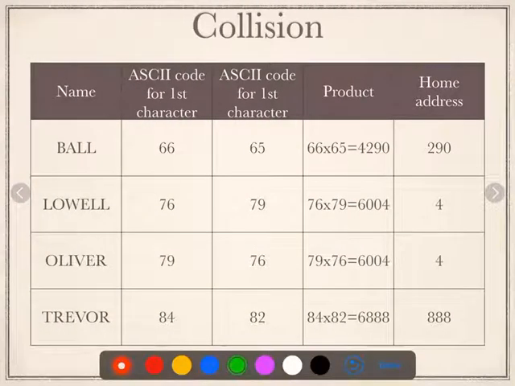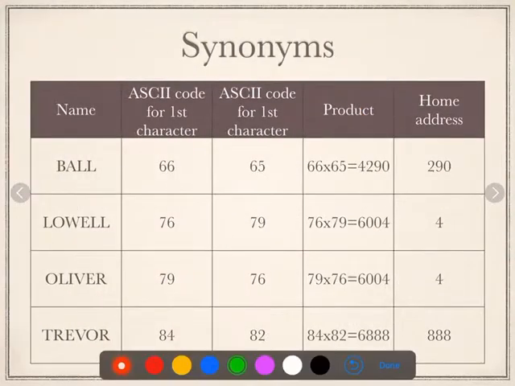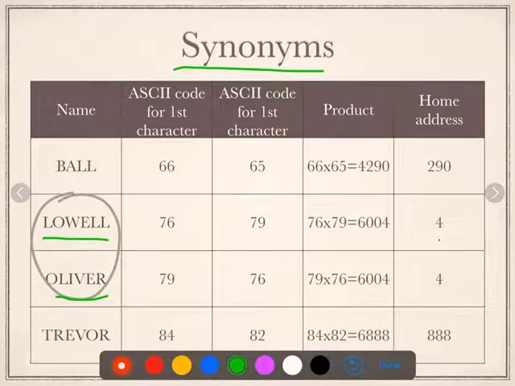Now we will see some of the terms which you can come across in hashing. First one is collision. What you mean by collision is, if 2 or more keys hash to the same address, then it is called a collision. As you can see, Lowell and Oliver both are generating the same home address, so this is called a collision. Another term is a synonym. Synonym is a term which indicates the keys which hash to the same address. So the keys Lowell and Oliver are said to be synonyms because both of them are going to the same home address.